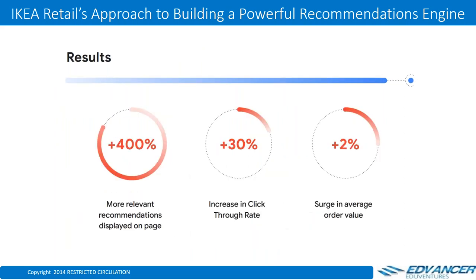Now coming to the business impact. From the baseline, they improved 400% when they started showing relevant recommendations to the customer. Earlier, say, they used to show 10 relevant recommendations. Now it moved to 400%, so that means they were able to show 40 recommendations properly.